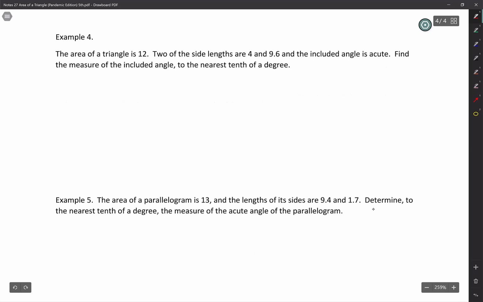Example 4. The area of a triangle is 12. Two of the side lengths are 4 and 9.6, and the included angle is acute. Oh, look, this one I took from Delta Math. Notice that it says included angle. It's talking about the angle between the 4 and the 9.6.